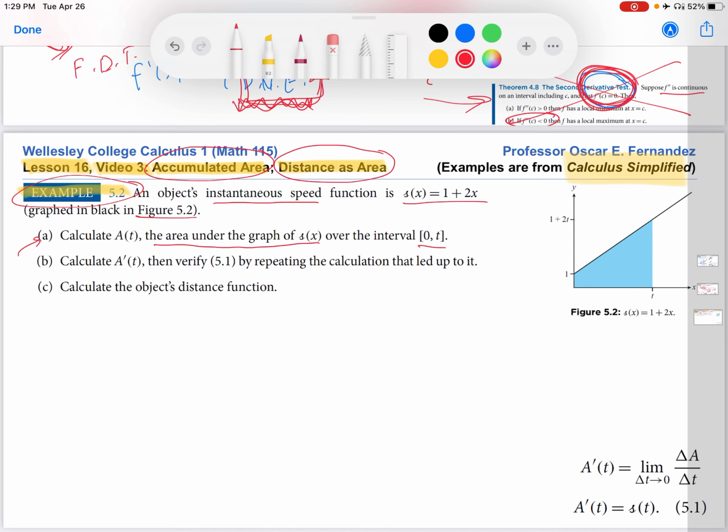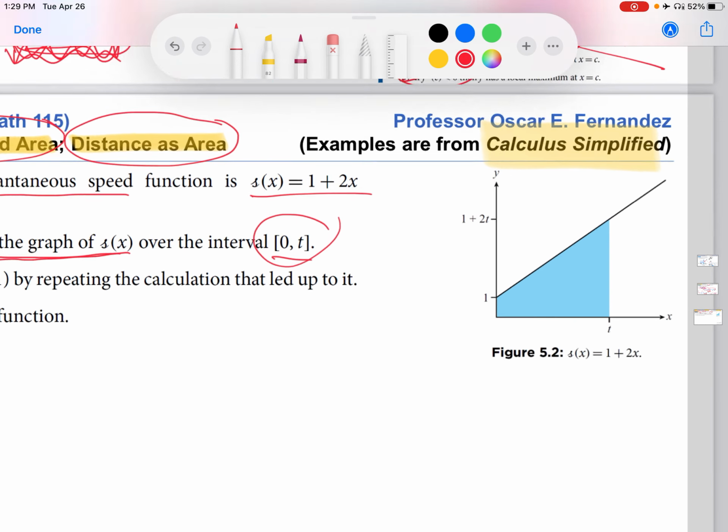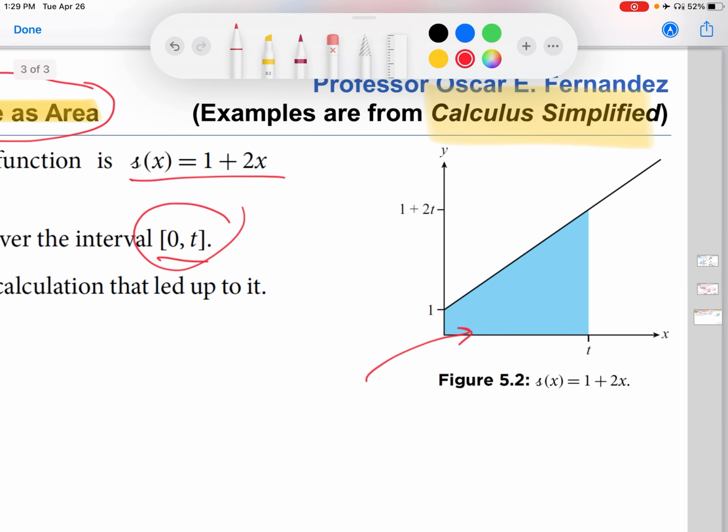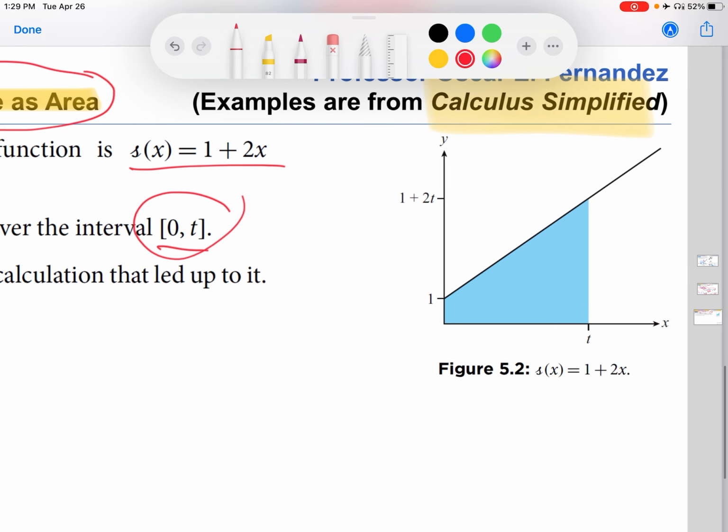So part A, calculate that area under the graph of s of x over the interval 0 to t. I'm going to zoom in here. That is the area of this blue shaded region. And we can do this just using geometry, right? So this is the area of a trapezoid, okay?